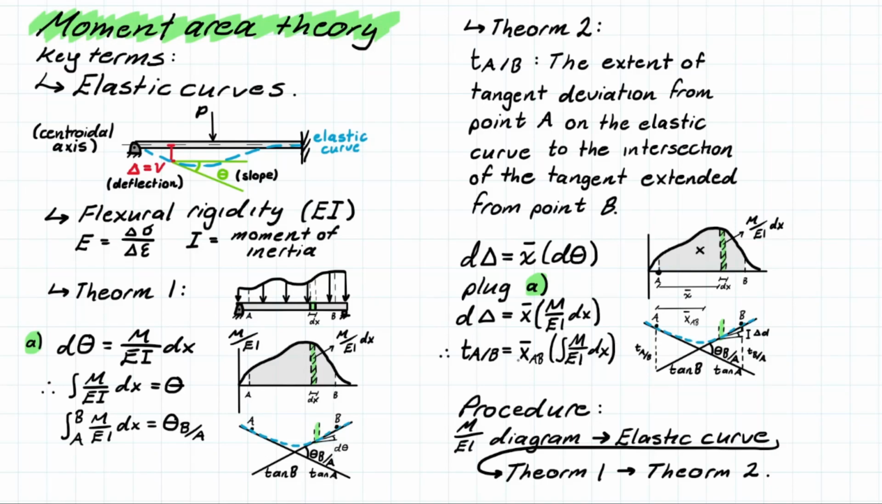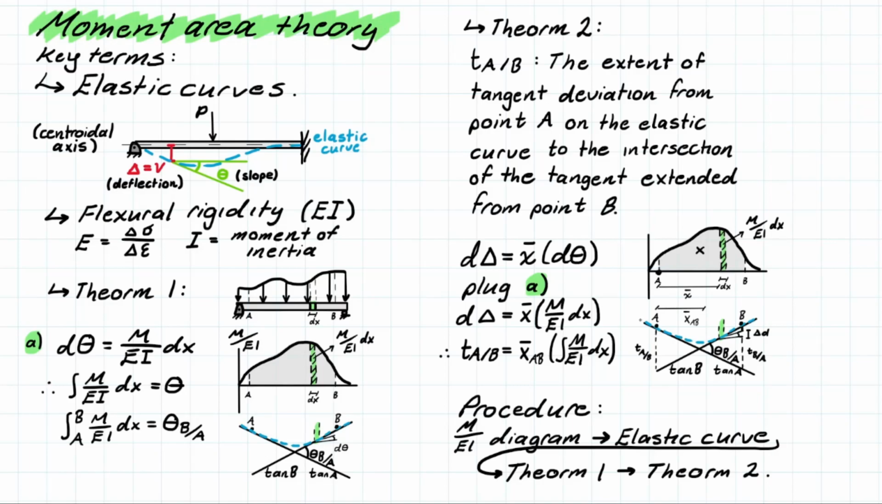t over AB, which is simply the tangent deviation from point A on the elastic curve to the intersection of the tangent extended from point B. Simple as that, right? So with respect to A to B, we have this tangent deviation tBA. And similarly, from B to A, we have tAB. And these lengths are going to be super useful in finding the deflection for specified points. And that's pretty much it for the theory.